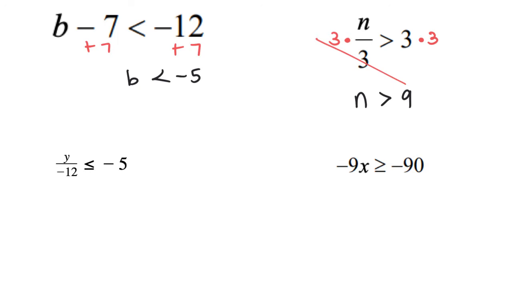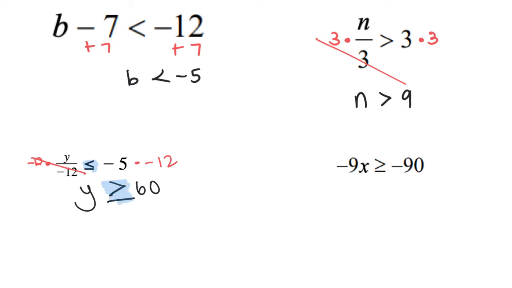Now we have y divided by -12 is less than or equal to -5. So to cancel out the divided by -12, I'm going to multiply both sides by -12. That will cancel out. And we're going to get y, -5 times -12 will give us +60. And when we multiply or divide by a negative, we need to flip this inequality sign. So I just went from less than or equal to, to greater than or equal to.